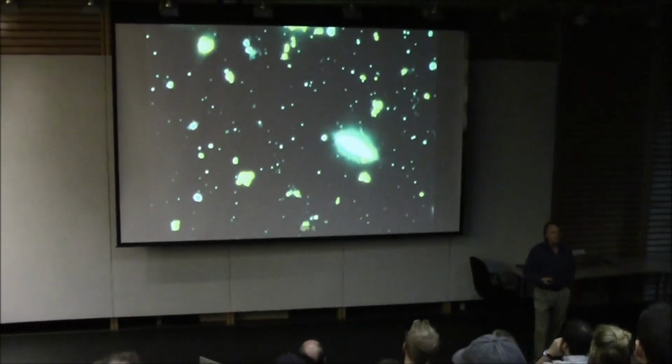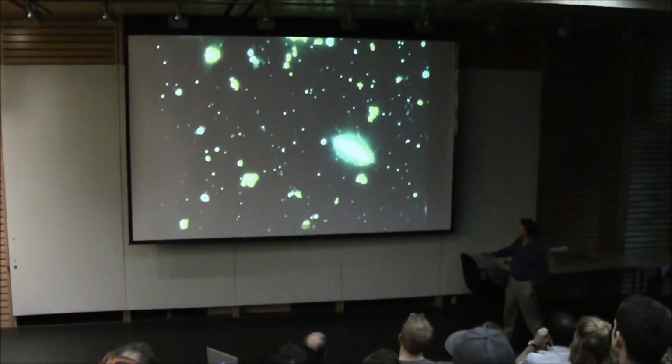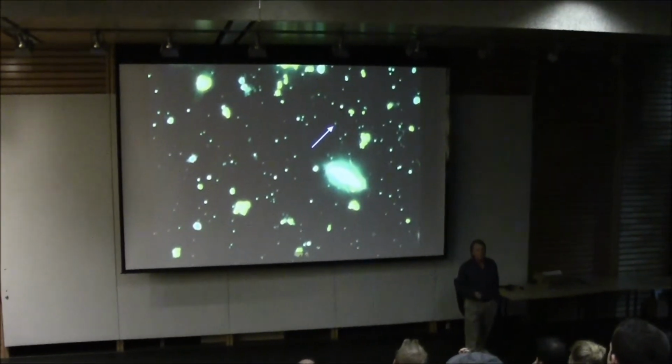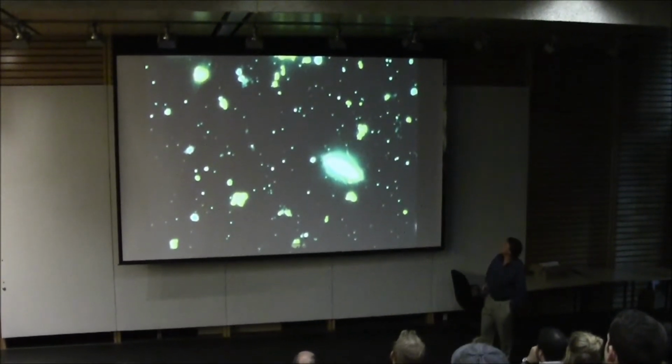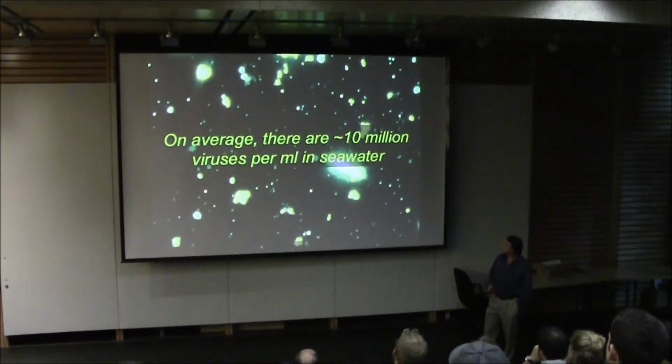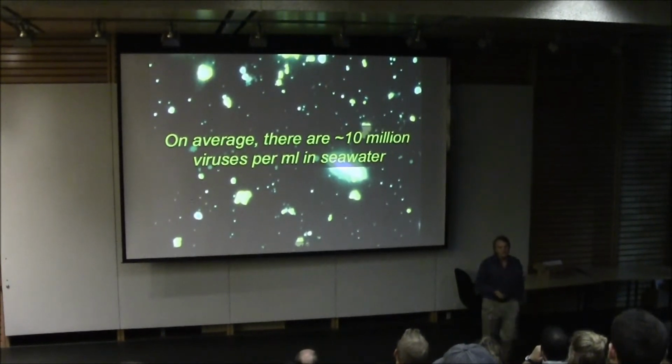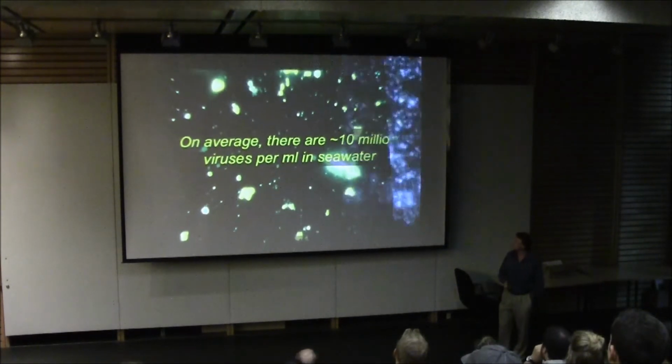So if you take a drop of seawater and look at it, this is what it looks like. Each of these little dots that you see here is actually a virus particle. On average, there are about 10 million viruses per milliliter of seawater. A couple of decades ago, people used to write papers on why there were no viruses in seawater. So this turned out to be a really interesting question.